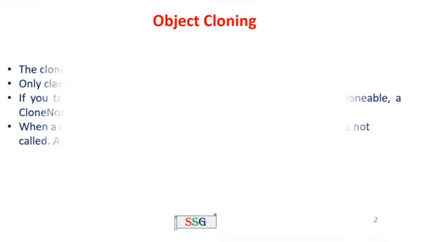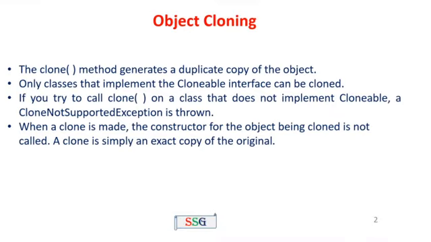The first one, object cloning. Object cloning is a duplicate copy of an existing object. Here the clone method generates a duplicate copy of the object. Only classes that implement the Cloneable interface can be cloned.